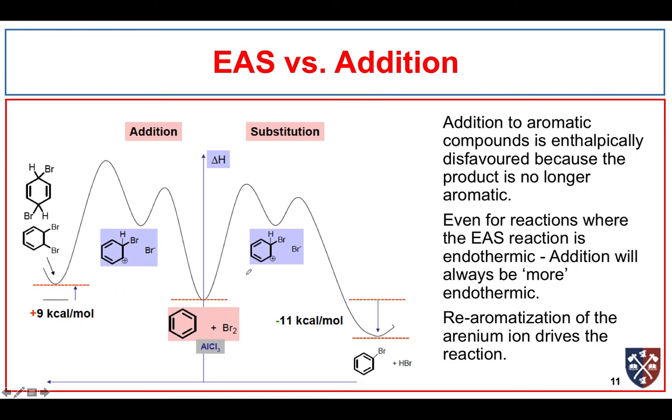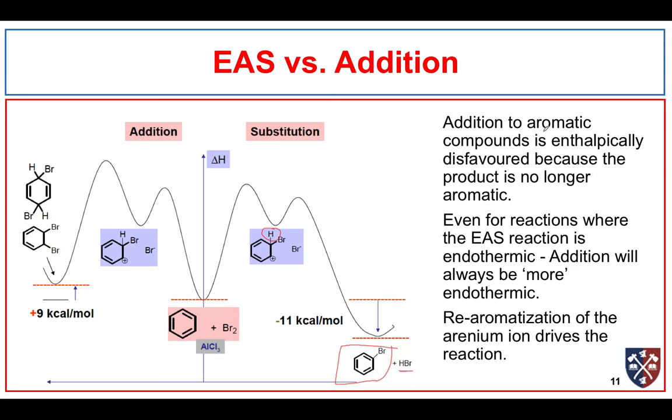On the other hand, if the same intermediate can react with our Lewis acid adduct, the FeBr4, acting as a Lewis Bronsted base, pulling off this proton and reforming the double bond, we get a substitution product and we get our aromatic system back. And this reaction in this case is enthalpically favored by about 11 kcal per mole. We also form the hydrobromic acid.